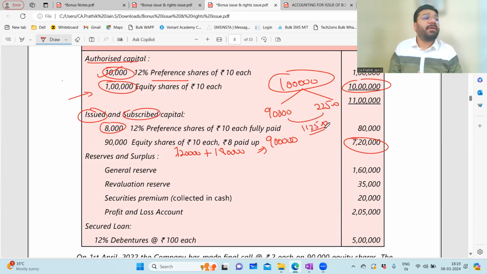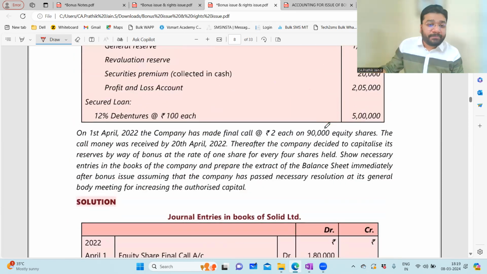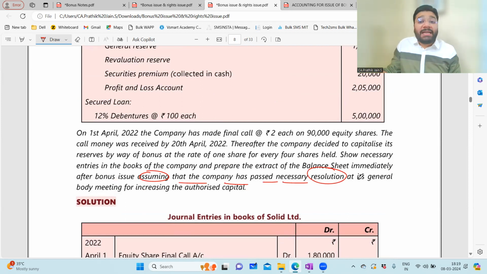1,12,500. This is a violation of the law. So what would have happened here? Before the company proceeded towards bonus shares, it would have amended its MOA. That is why the question's last line very clearly says, assuming that the company has passed the necessary resolution at its general body meeting for increase in authorized capital.